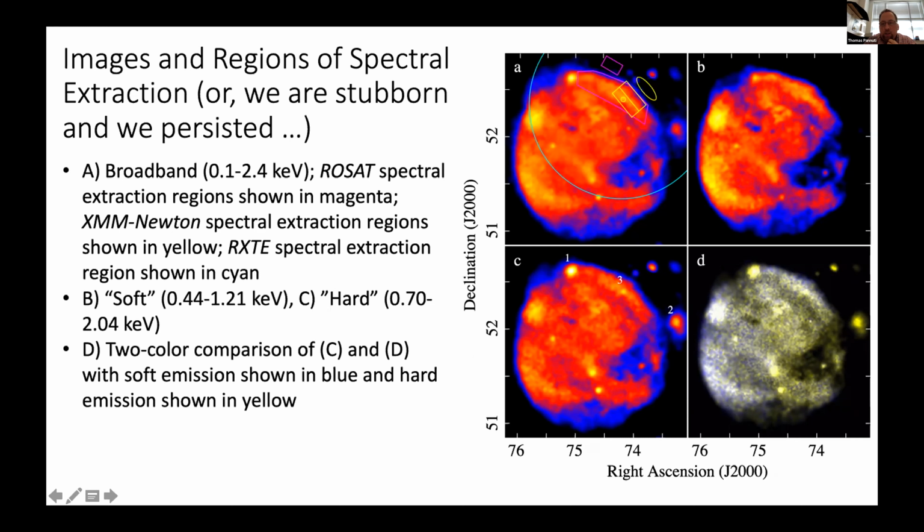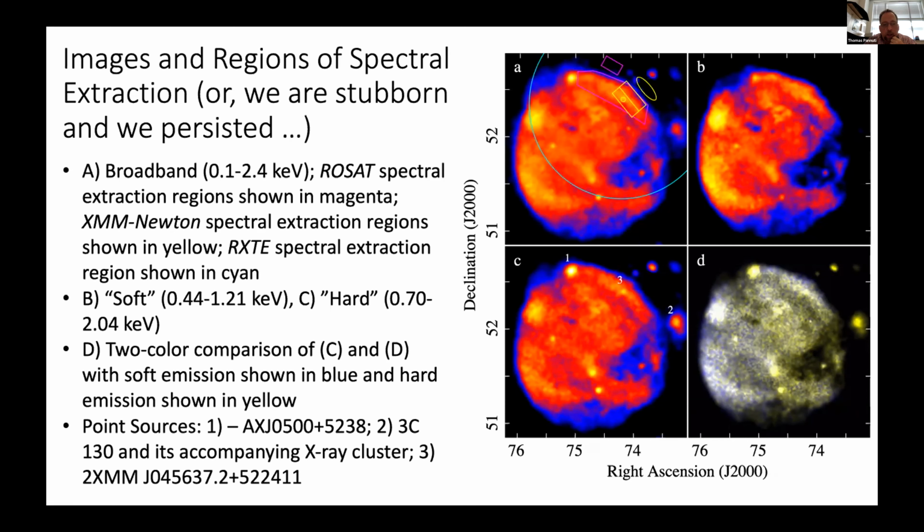And panel D is just a two-color comparison, where the soft emission is shown in blue, hard emission is shown in yellow. In the yellow, you can see that the emission from these harder sources is prominent and becomes significant. Okay, and these are just the point sources, labeled once more for reinforcement of their locations.